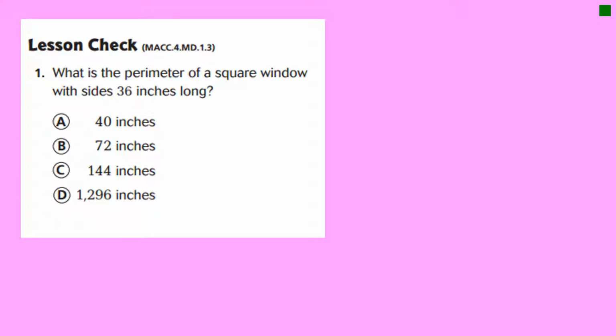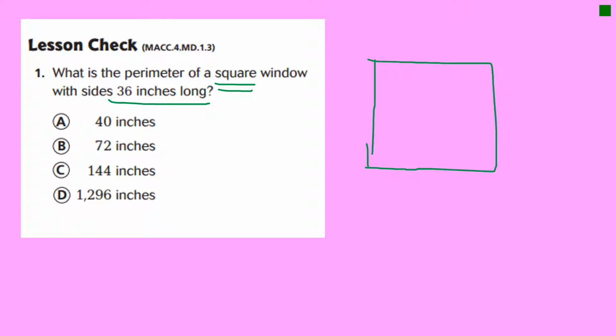Okay, lesson check number 1. It says, what is the perimeter of a square window with sides 36 inches long? Oh, this is like a square extravaganza. I didn't even mean to do this, but we're a square city here, aren't we? So the perimeter of a square window, let's do a square again. With sides 36 inches long. Okay, so each side of this window is 36 inches.